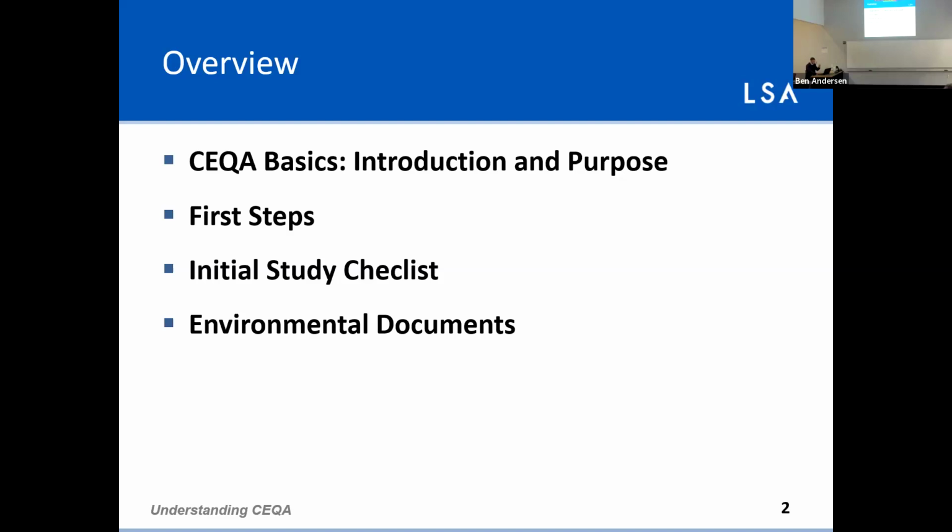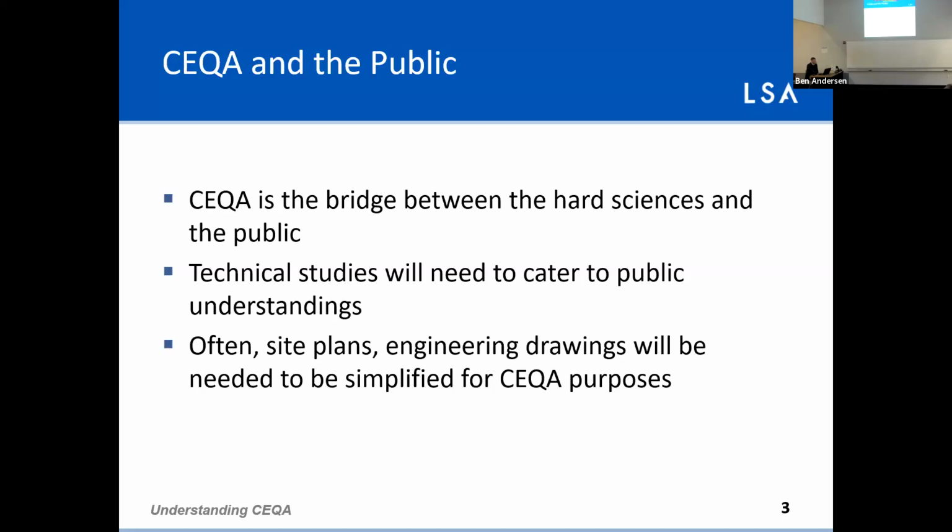So we'll go over the basics, the first steps, what happens when you go through CEQA and start out the process. I have a typo, and that's supposed to be an initial study checklist. We'll get into what CEQA looks at in terms of all the different resource topic areas, and then what the environmental documents are that come out of the CEQA process. There are many.